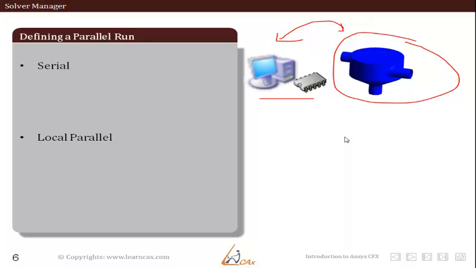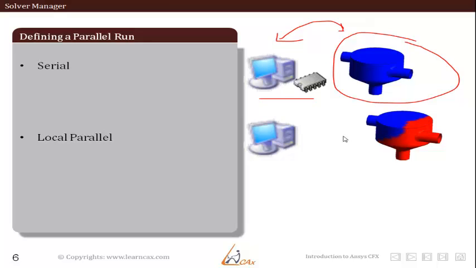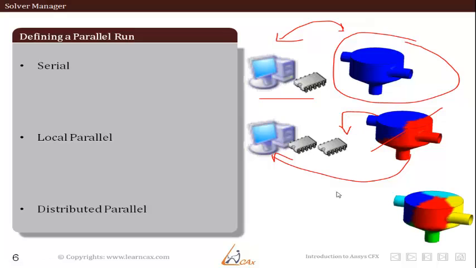In case of local parallel, the mesh is divided into two or more parts, and one part is solved on one processor of the same machine and another part is solved on another processor of the same machine. So we divide this particular volume. One part is solved on one processor, the other part is solved on the second processor. Hence the name local parallel.